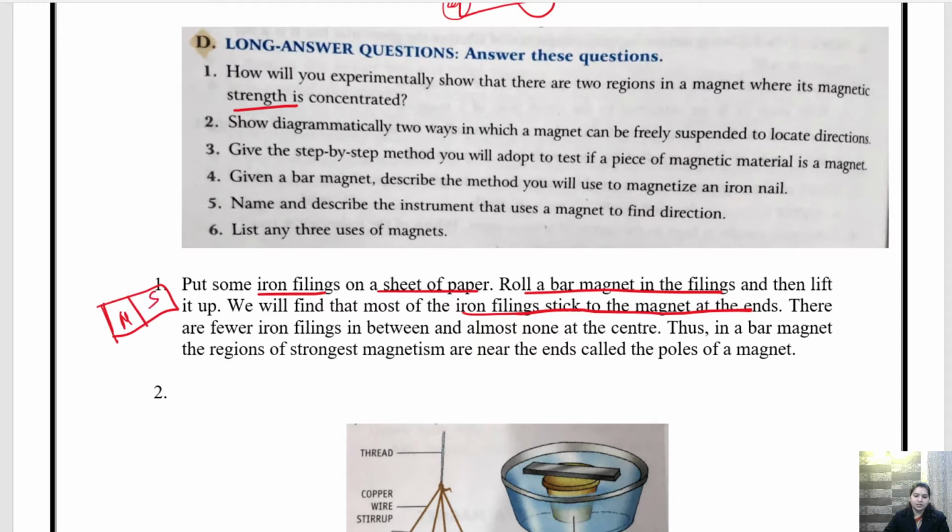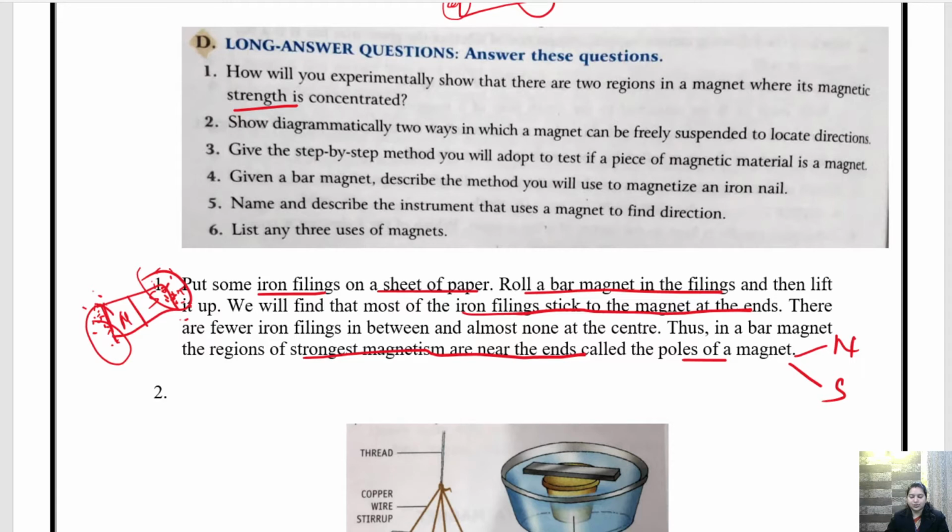So we have seen this diagram in the book that if this is a bar magnet and these are the two ends, that is north and south, all the iron filings will be stuck at the ends of this bar magnet. Okay. So thus in a bar magnet, the regions of strongest magnetism are near the ends. तो सबसे ज्यादा मैग्नेटिक स्ट्रेंथ कहाँ होती है? एंड पे होती है. Okay. And they are called poles of magnet. How many poles of magnet are there? Two. North pole and south pole. Okay.